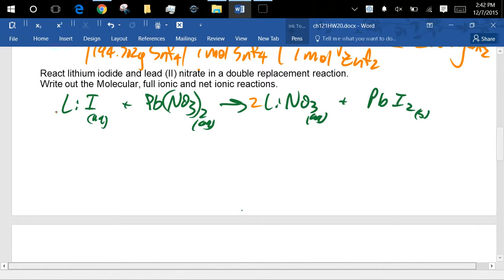What's my full ionic equation look like? What's your procedure for that? Everything? The aqueous stuff and other constituents like the water. Yeah, so aqueous means they're already broken apart, so I'll go ahead and break them apart.